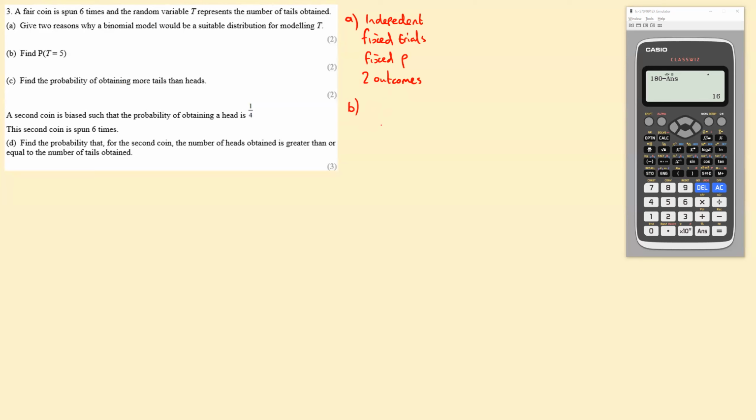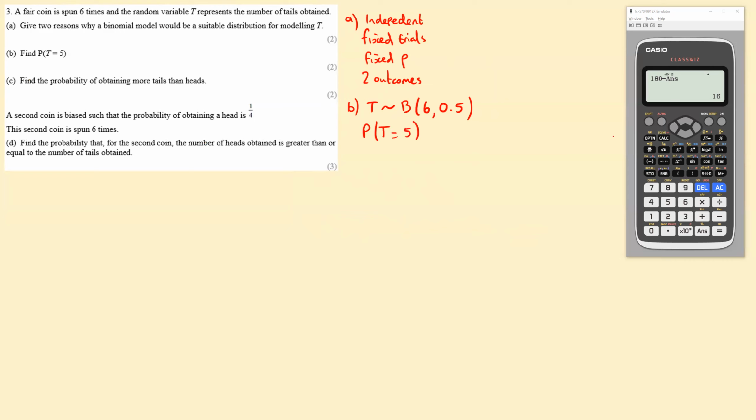You could do this manually if you want. I'm going to use the actual binomial in the calculator. So it's spun 6 times. The probability of getting a head or a tail in this case is 0.5. And we want to know when T is equal to 5. What I've actually got here, so the probability that T equals 5.